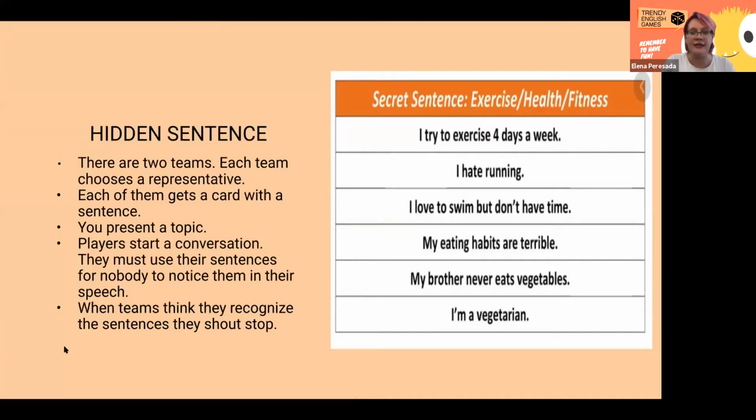Do you have any questions on the procedure of this game? If you have any questions, you can write them in the chat. If you don't have any questions, we will go for the next game, another speaking game which can be used in your classroom. Okay, no questions, so I'll get to the next one.